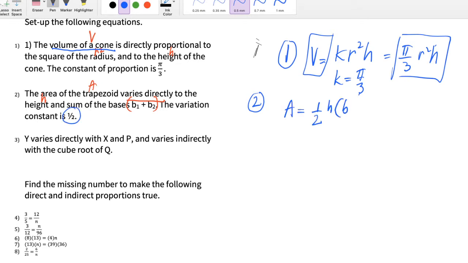Okay? How about number 3? Y varies directly with x and p, but varies indirectly with the cube root of q. So, if susulat natin yan, we will get y is equal to, hindi na specify yung constant of proportion or yung constant of variation. So, we will just write k x p over cube root of q. Okay, so that's our answers for the first part.